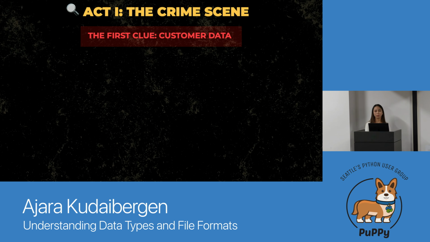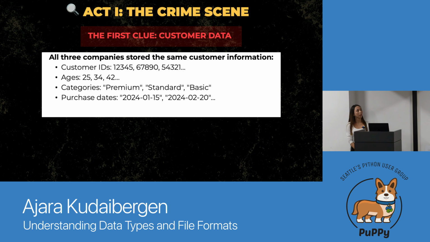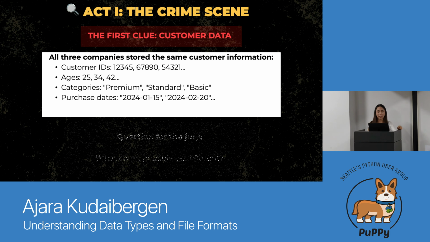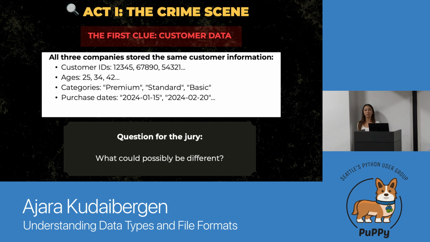As a detective, you will look at these four variables. All companies have a customer ID. All companies have the variables age, category, and dates. And you as a data detective, what do you think could be different among all three companies in this information?